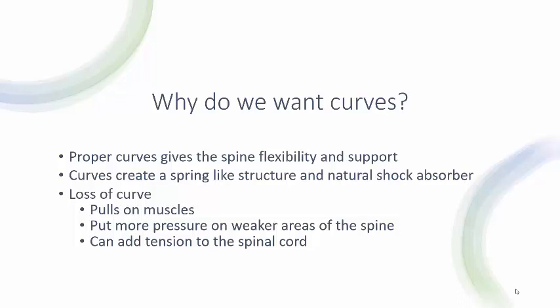Also, if we've lost that curve, that causes abnormal pulling of our muscles. So basically our muscles in our neck or other areas of our spine just feel constantly tight or ropey or knotty. Also, it will cause us to put more pressure on weaker areas of the spine. In our neck, the strongest portion of our bone is the back side of the bones. Then if we lose our curve and the spine starts to go straight or forward, it puts more pressure on the front where it's weaker. Also, because of that neural pulling, it can add tension to our spinal cord, which can create multiple health issues.